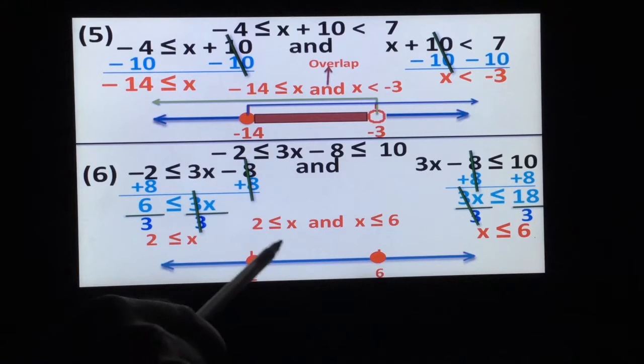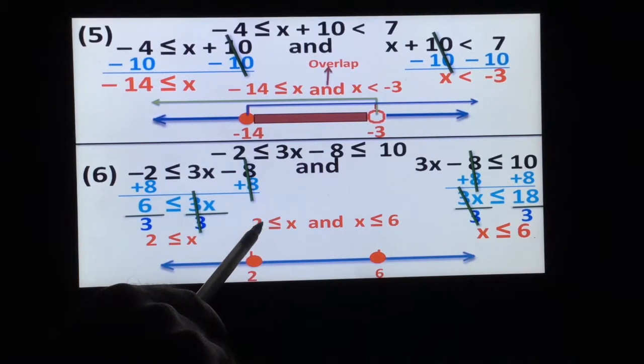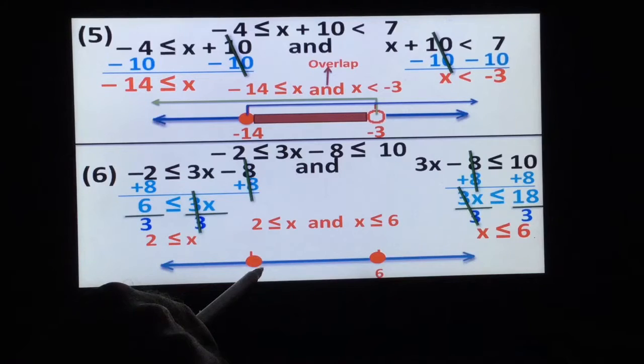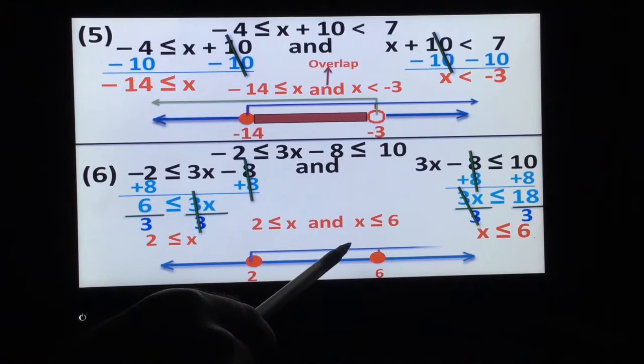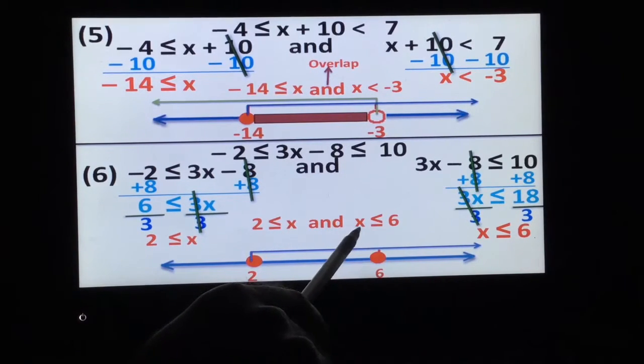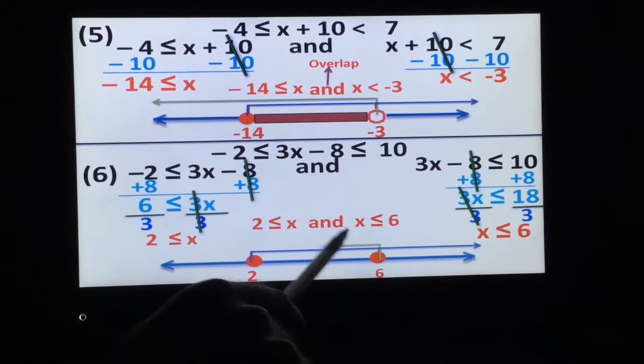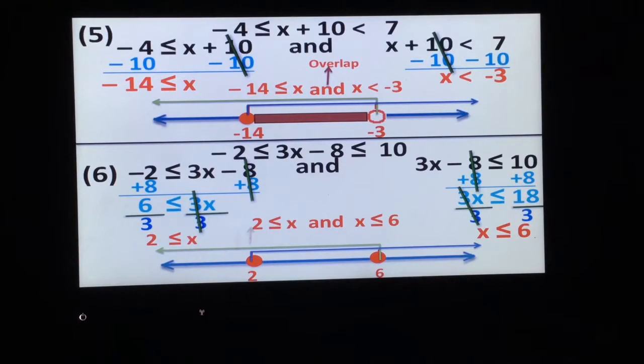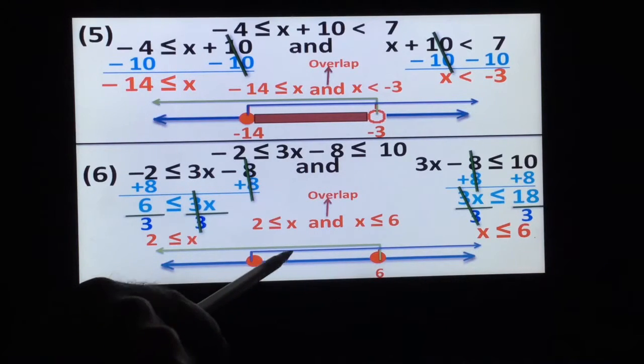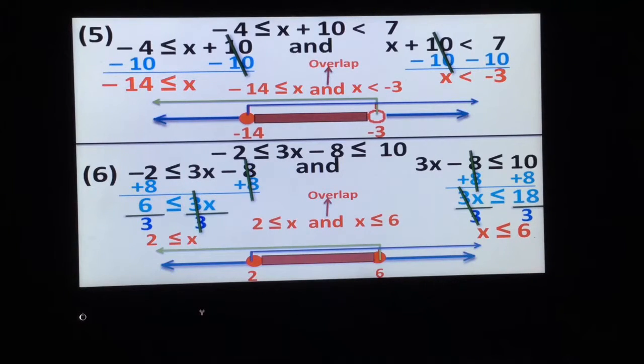The number that would work for this one would be 100 because 2 is smaller than 100, and 100 is up and to the right. Over here, the number that would work would be -100, and that is up and to the left. And means overlap. So the overlap is in the middle again because we have green and blue, so we're going to shade the middle.